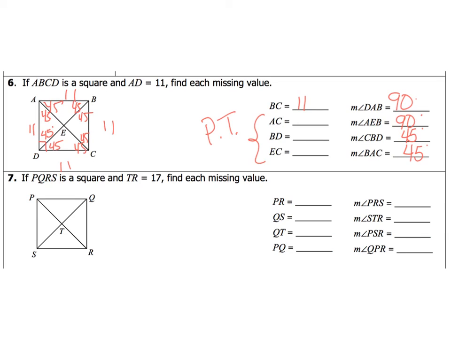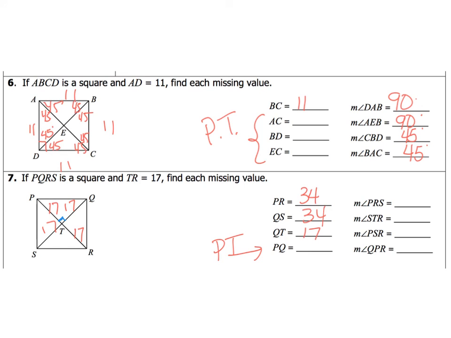All right, let's take a look at number 7. It is a square. T to R is 17. So 17, 17, 17, 17. Find each missing value. So what is P to R? P to R and Q to S are going to be 17 plus 17, which is 34, and 34. How much is Q to T? We can take a look. That is 17. How much is P to Q? Ooh, we will have to use Pythagorean theorem. And knowing that all of these are right angles is going to help us use Pythagorean theorem.